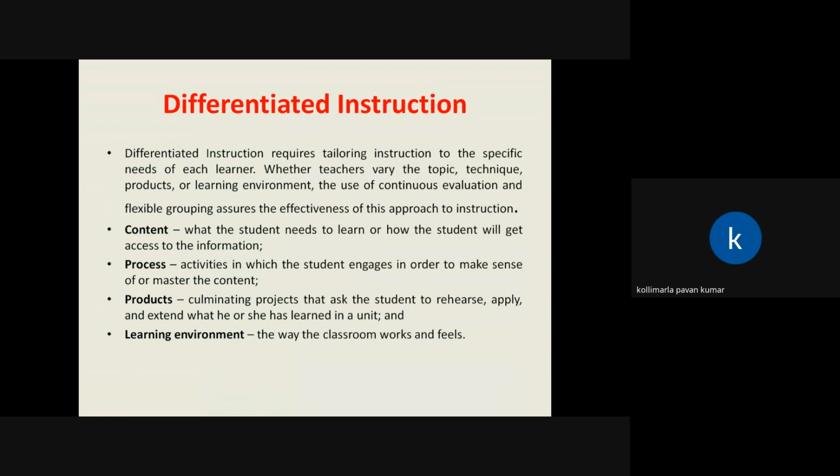What are the outputs or culminating projects to bring the output of the theoretical part, and to understand or to extend what he or she has learned in a unit. And the learning environment is the way the classroom works and feels. So these will be the 4 phases of the differentiated instruction.